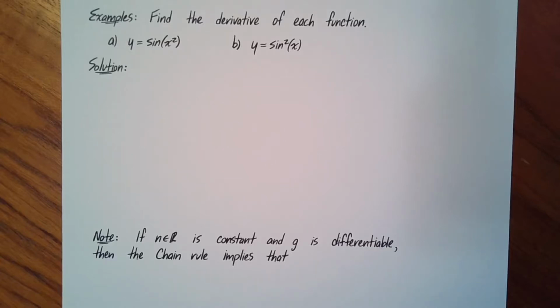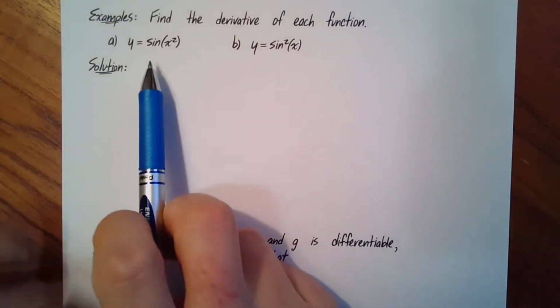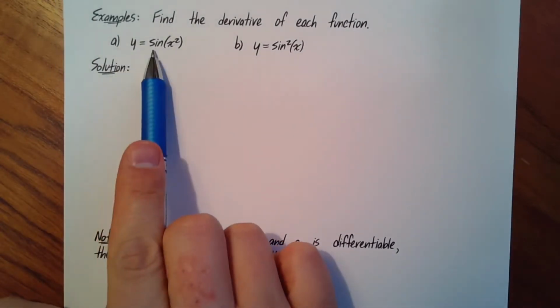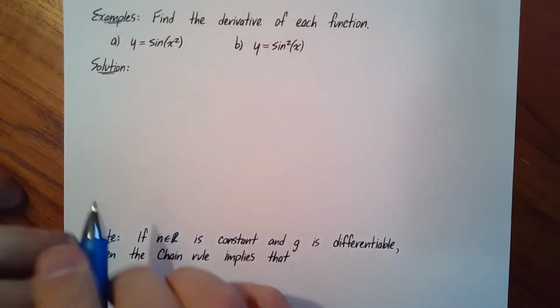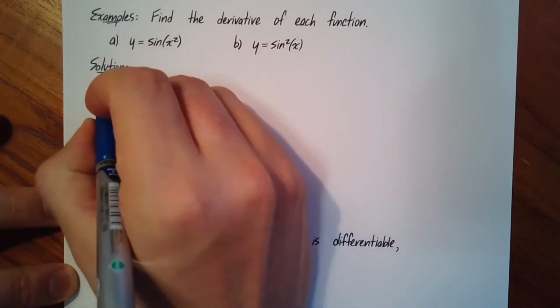Okay, so now, as I promised, we're going to look at some ways that we can streamline this process a little bit. So we've got an example here where we want to find the derivative of each of these two functions. And these are similar, yet significantly different at the same time. So the first one, you've got sine of x squared. And so x squared is the inside function, and sine is the outside function. Let's do that one first, and then we'll come back to the other one.